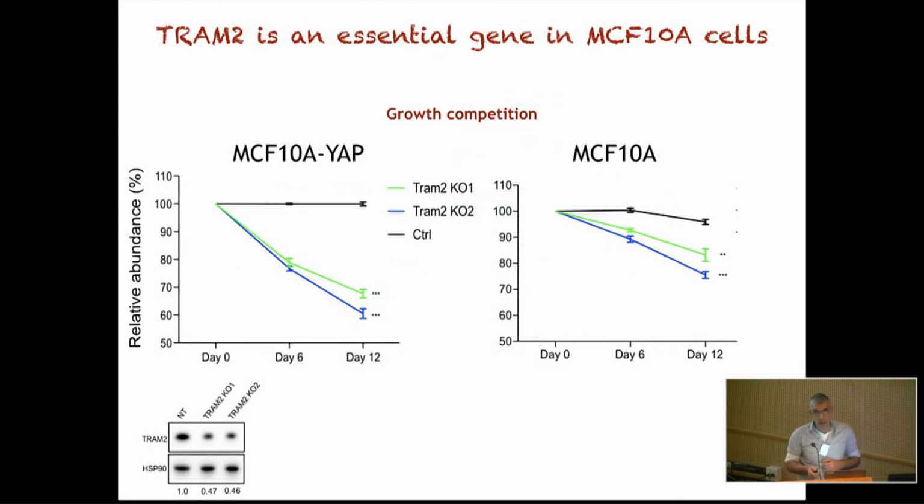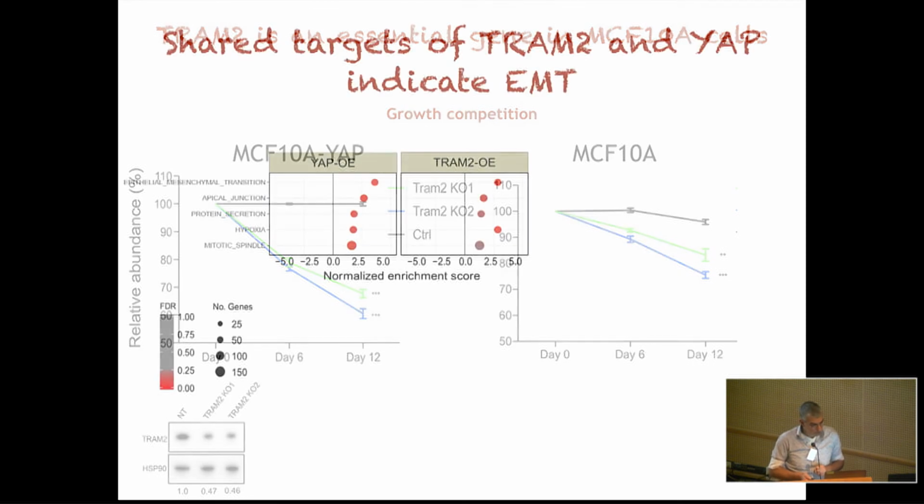Right, and this is also, I think, a nice and interesting point: if we now knock out TRAM2 itself, we can see very dramatic effects on the proliferation of MCF10A YAP cells, as expected, but also they affect the MCF10A cells. That's because TRAM2 probably has essential functions in these cells. You can see the effect on protein expression.